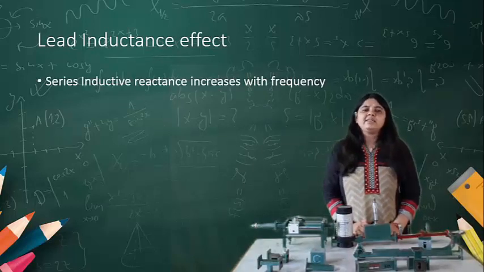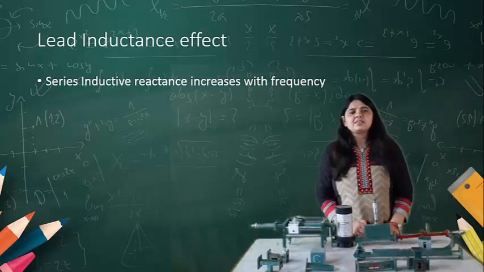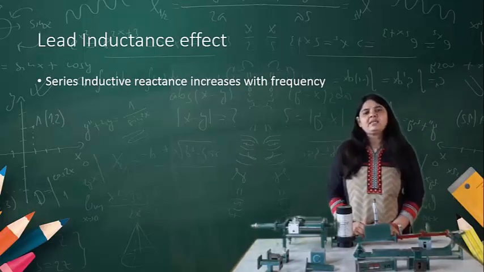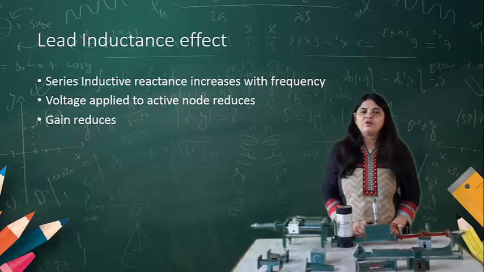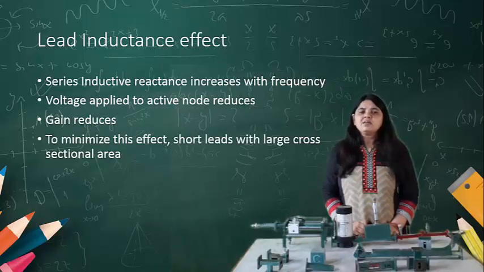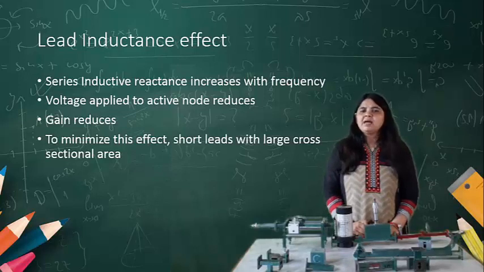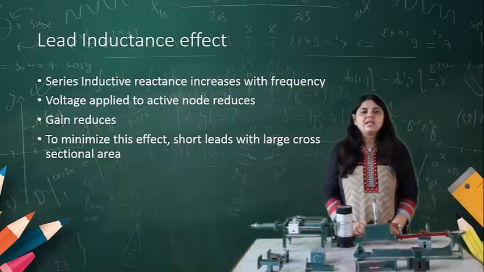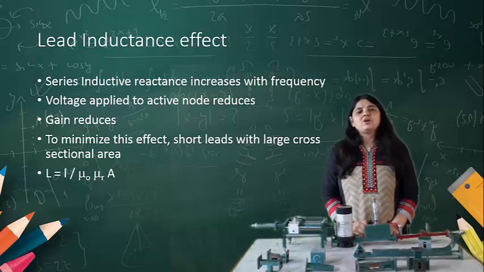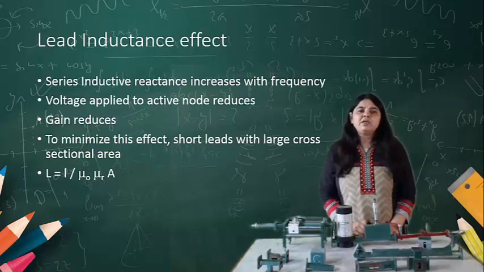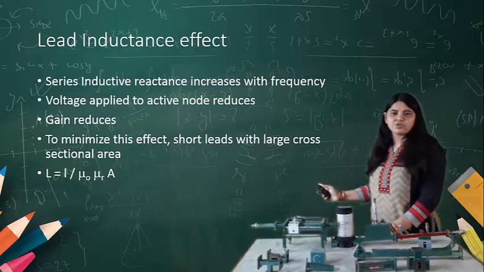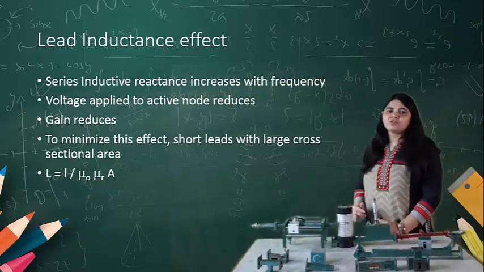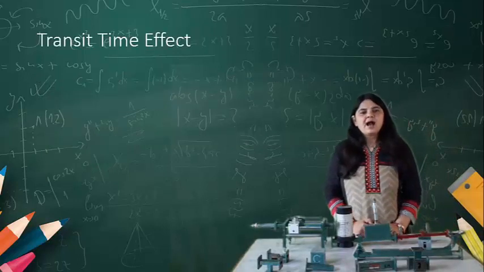The second is the lead inductance effect. What is the lead inductance effect? Series inductive reactance increases with increasing frequency. So we can apply the voltage to the active node and it reduces the gain. To minimize this effect, short leads with a large core cross-sectional area can be used. So L is equal to N squared mu A upon l, where mu is equal to mu 0 into mu R.